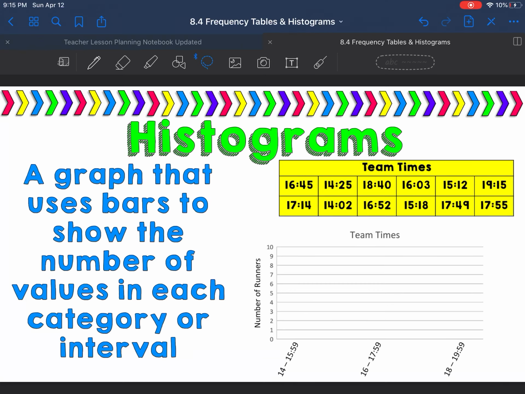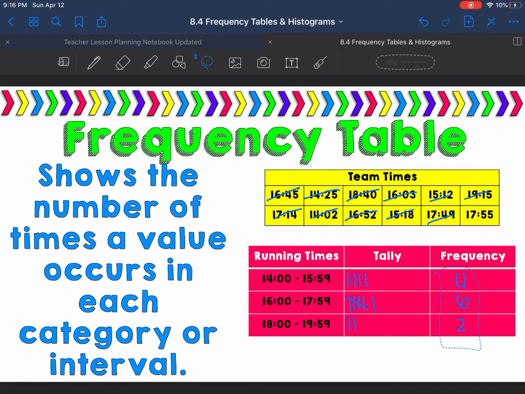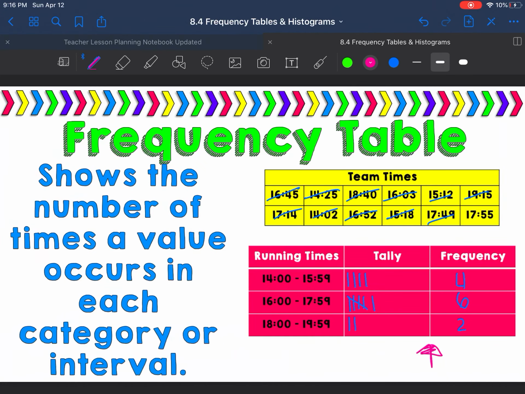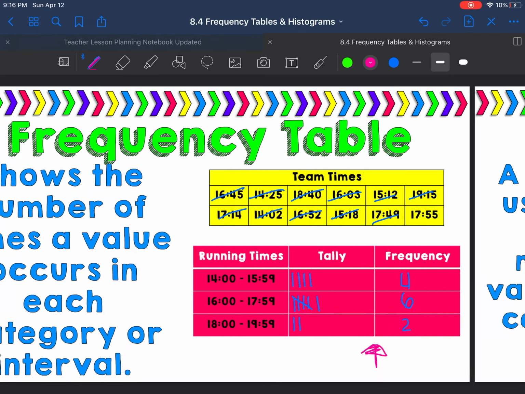A histogram is a graph that uses bars to show the number of values in each category or interval. Now, a histogram is great, except you kind of need a tally first to figure out all your categories. You'll notice here my categories at the bottom, my 14 to 15:59, my 16 to 17:59, those are the same 3 categories that I used on my frequency table here. So I can use this data right here to help me fill out my histogram.